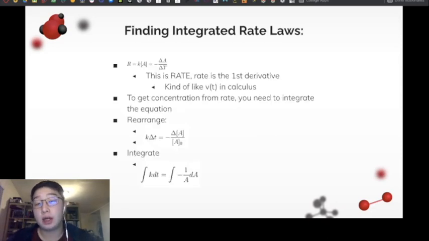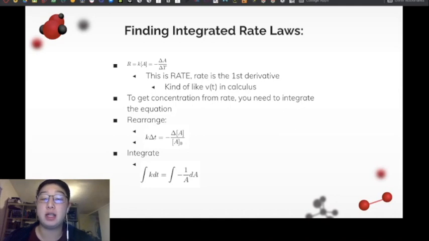So when you're finding integrated rate laws, this actually requires a little bit of calculus, so hooray, friends of calculus. If you think about the rate law, rate is the first derivative, a lot like v of t in calculus. And then to get the concentration from rate, you need to integrate the equation. So it would be equated to getting x of t in AB. So to get the concentration from the rate, you rearrange the equation. Don't ask me how they came up with this. Some genius people did this, so we don't have to.